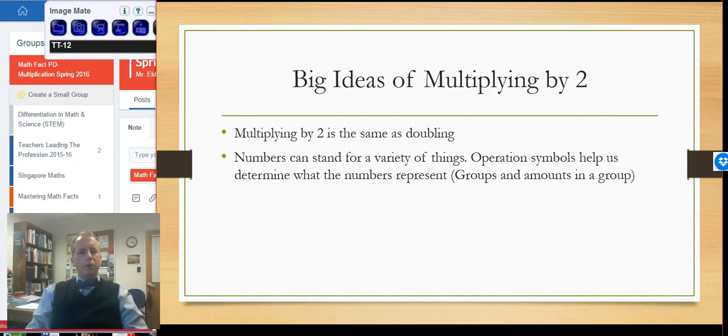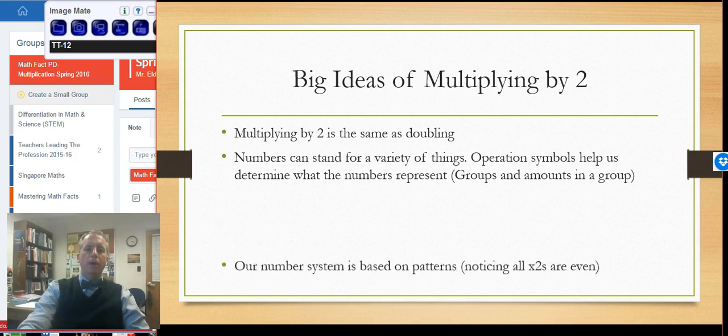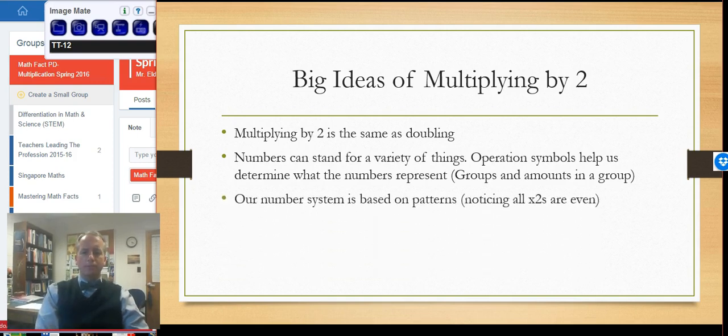So when we talk about 2 times 3, those operation symbols help me understand I'm talking about 2 groups of 3 objects. And although 3 times 2 will give me the same value in an answer, those are 2 different things, right? 2 groups of 3 is a very different real object than 3 groups of 2. However, they both tell me I have 6 objects. So the arrangement is different, but the ending value is the same.